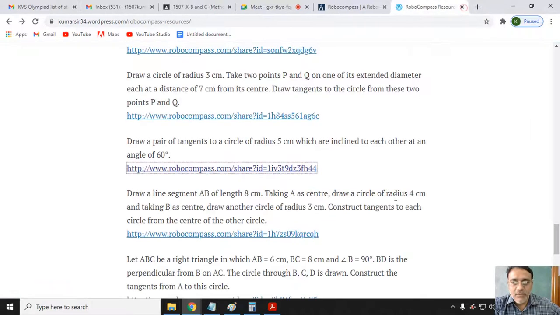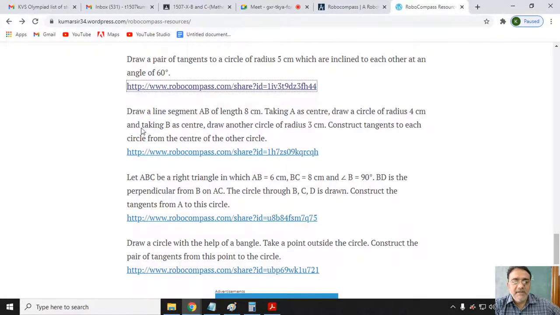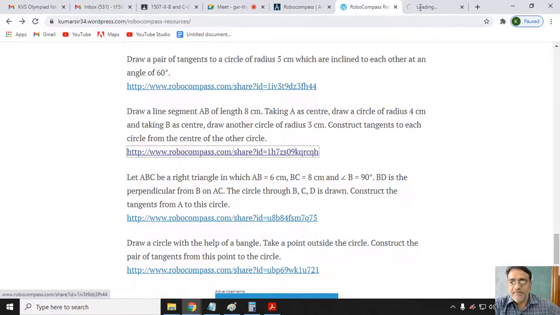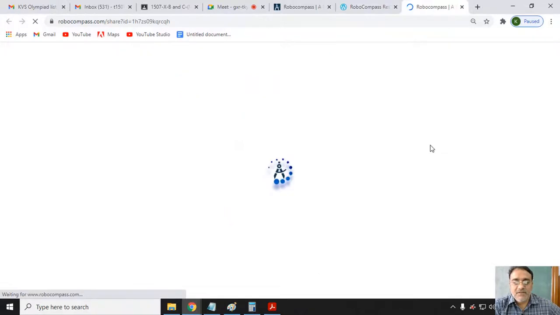Okay, so now next question, a construction. Draw a line segment AB of length 8 centimeter. Taking A as center, draw a circle of radius 4 centimeter, and taking B as center, draw another circle of radius 3 centimeter. Construct tangents to each circle from the center of the other circle. Okay. So let us start this one.